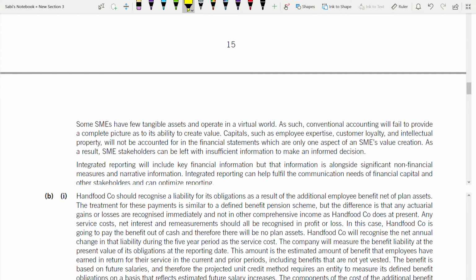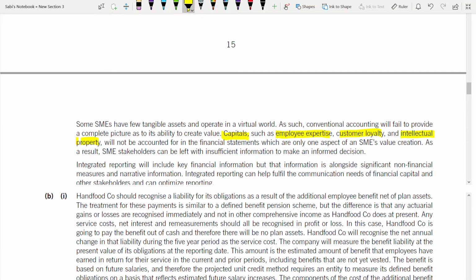Some SMEs have few tangible assets and operate in a virtual world. As such, conventional accounting will fail to provide a complete picture of their ability to create value. Capital such as employee expertise, customer loyalty, intellectual property, which will not be accounted for in the financial statements, which are only one aspect of an SME's value creation.